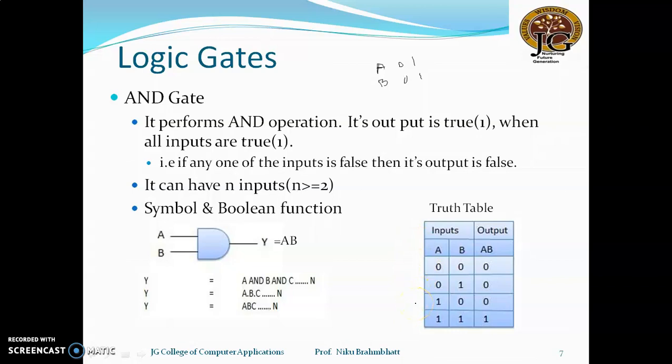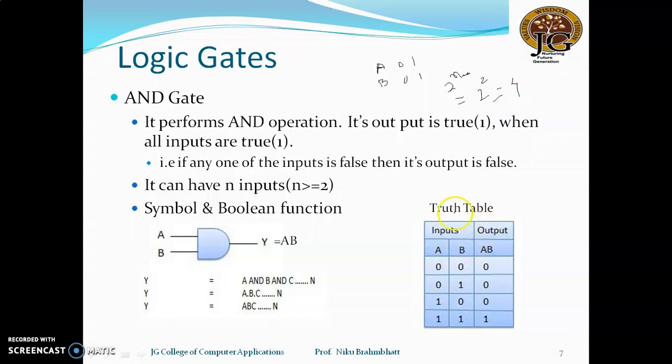Now the question is how to find out the possible combinations of the input. There is a formula which says that the number of possible combinations is equal to 2 raised to n, where n is the number of inputs. So in our case, n is equal to 2, so 2 raised to 2 is 4. So you can make 4 possible combinations.